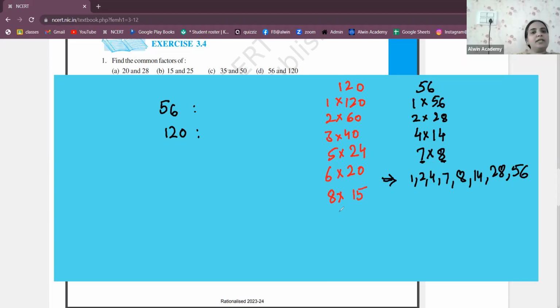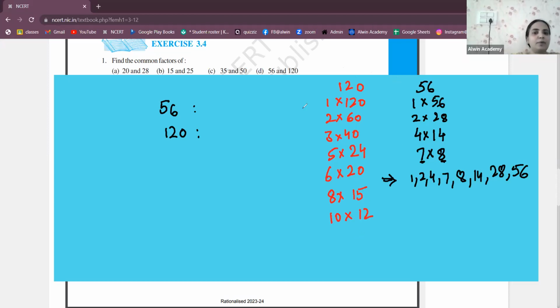9 के टेबल में 120 जाएगा क्या? डिविजिबिलिटी चेक करो. 1 + 2 is 3. 3 तो डिविजिबल नहीं है 9 से. इसका मतलब 120 doesn't come in the table of 9. राइट? है ना? 10 पे जाता है. 10 12s are 120.